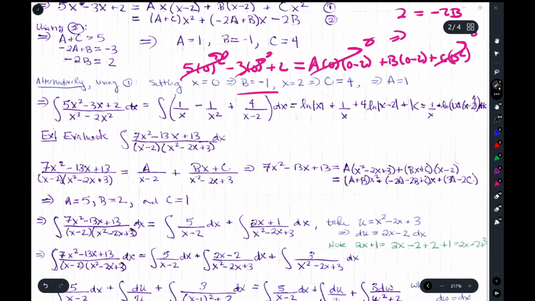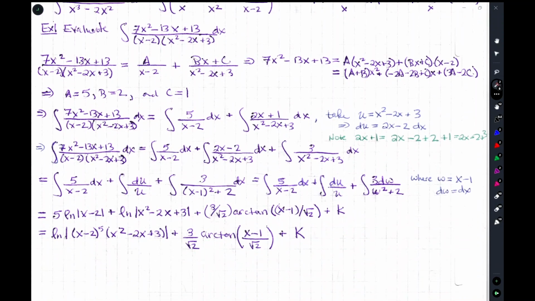And so we're done with that problem. Let's take a look now at a second example. With our second example, we get an irreducible quadratic, okay? The rational function here is in proper form, okay?